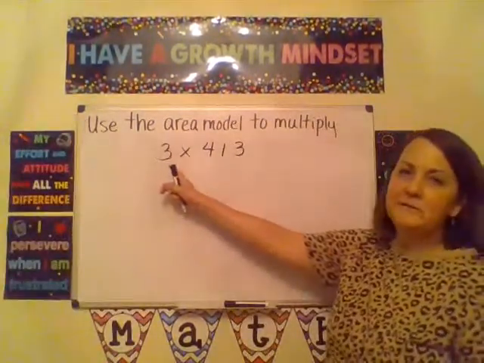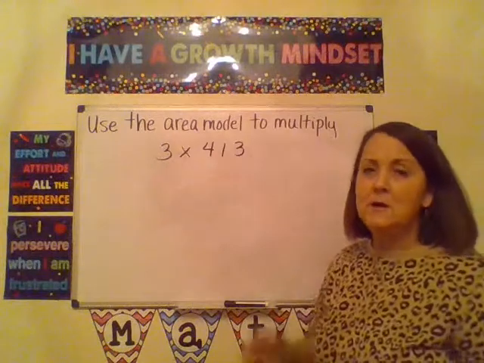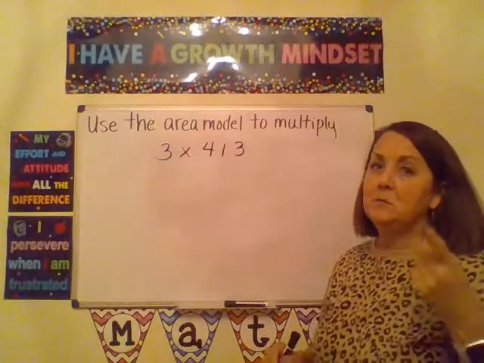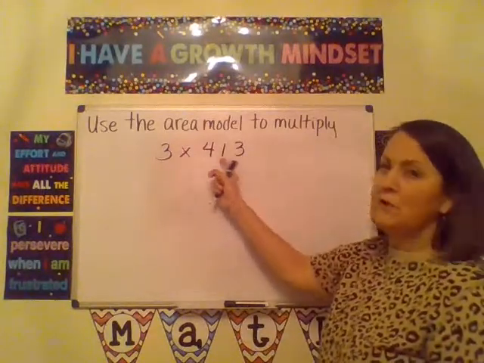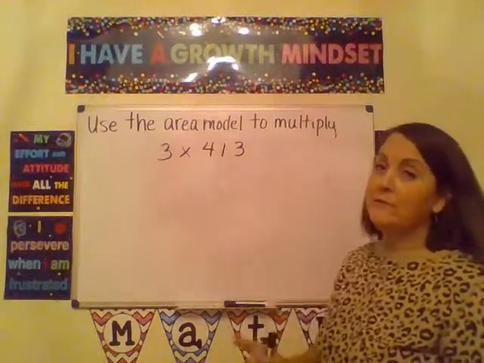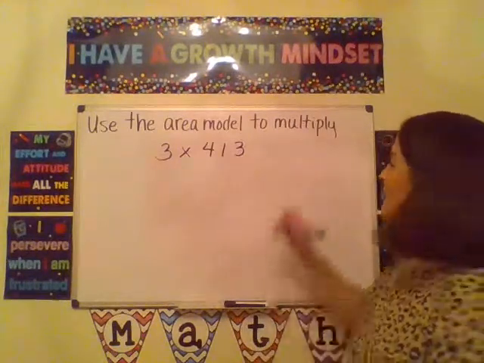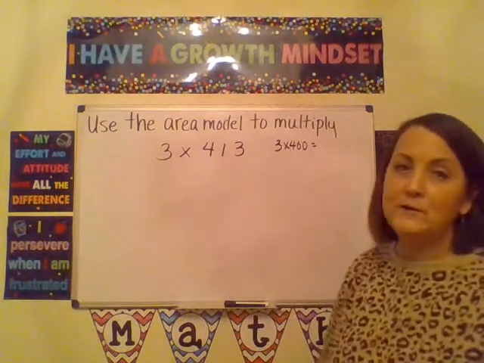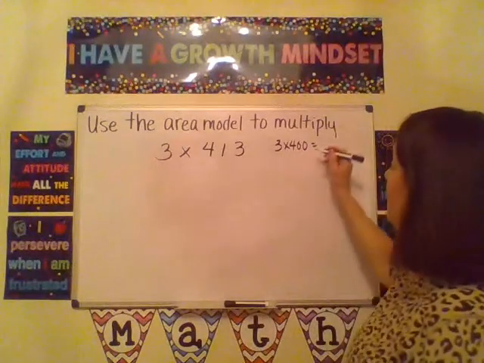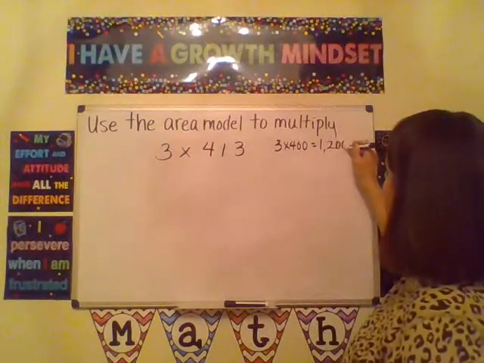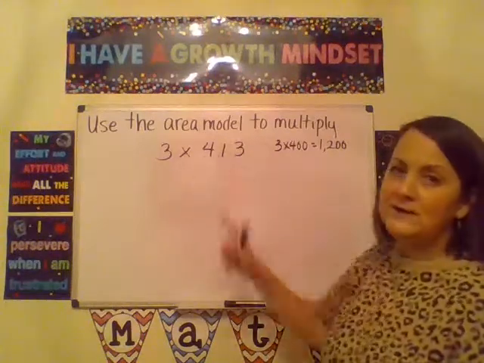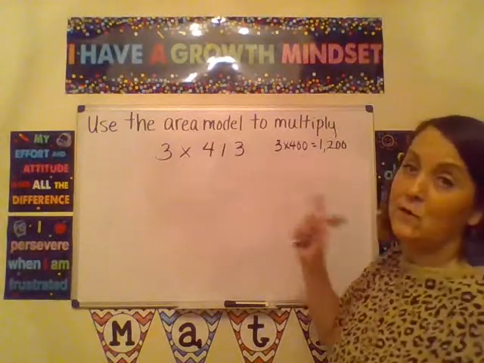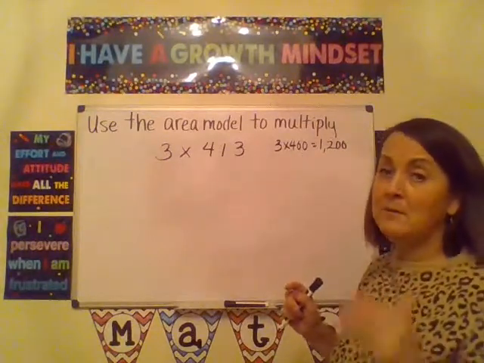Okay, now we have a 1-digit factor times a 3-digit factor. So let's write the equation first, and then we'll estimate. 413 is between 400 and 500. It's closest to 400, so our estimation will be 3 times 400. And we know that 3 times 4 is 12, so 3 times 400 is 1,200. So this product here is going to be a little bit greater than our estimate because 413 is more than 400. Let's draw our area model.